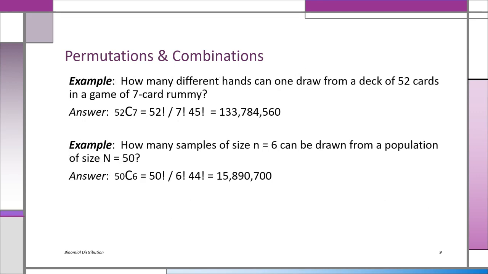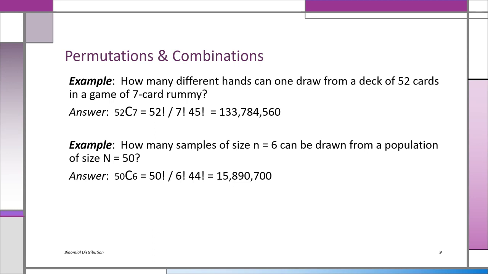How many different hands can one draw from a deck of 52 cards in a game of 7-card rummy? Again, you don't care about how it's ordered. You just want to see how many different hands of 7 you can get from a deck of 52. That's n, 52, combination 7. That's like your slots. 52 combination 7 is 52 factorial over 7 factorial times 45 factorial. If you do it in your calculator, you'll find there's 133,784,560 different hands you can get in 7-card rummy.